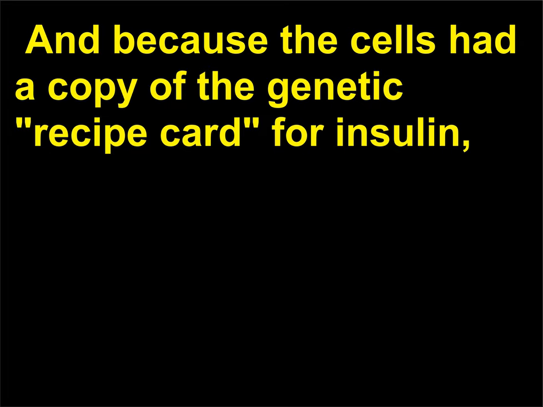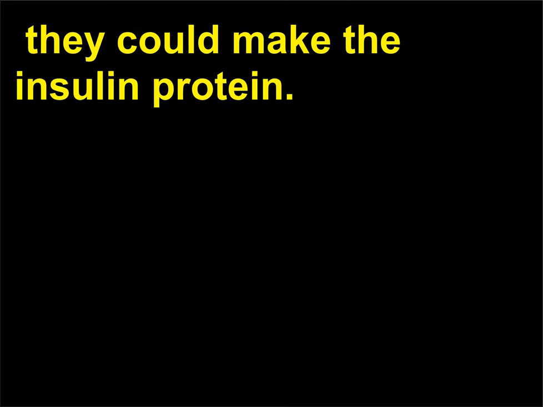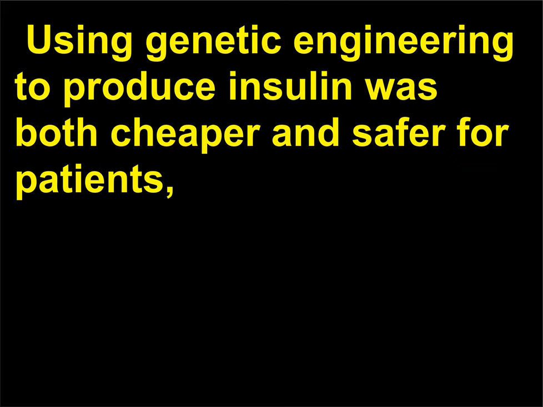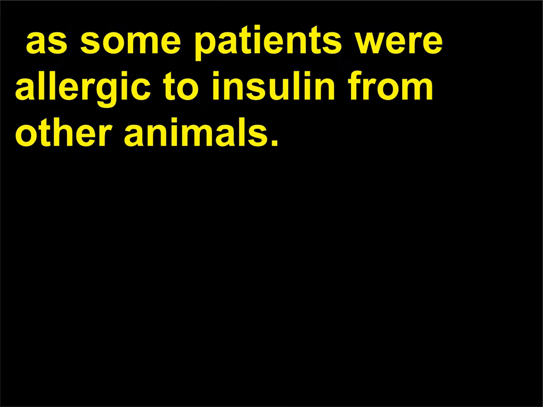And because the cells had a copy of the genetic recipe card for insulin, they could make the insulin protein. Using genetic engineering to produce insulin was both cheaper and safer for patients, as some patients were allergic to insulin from other animals.